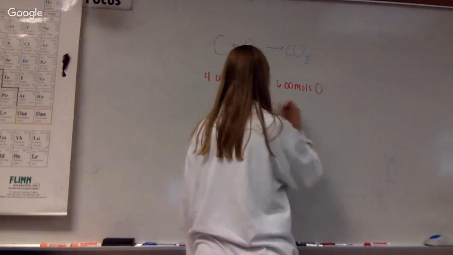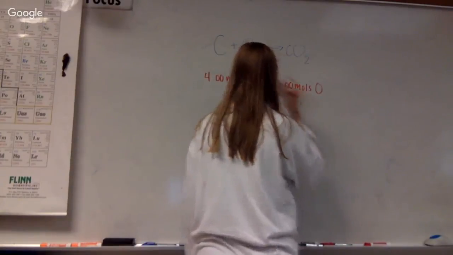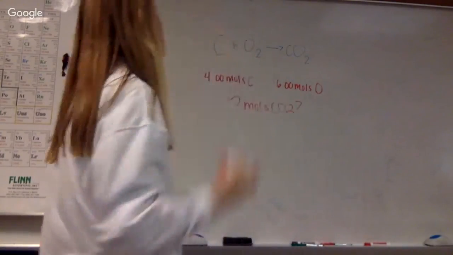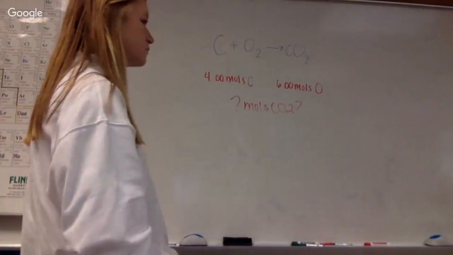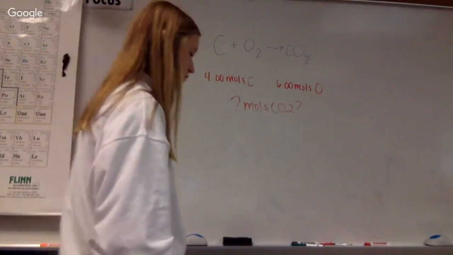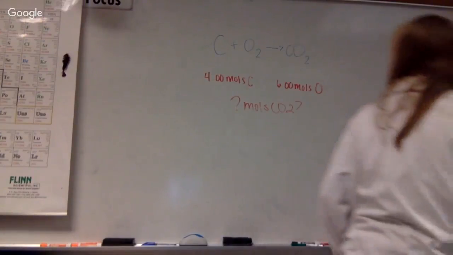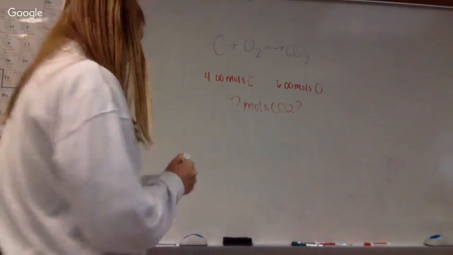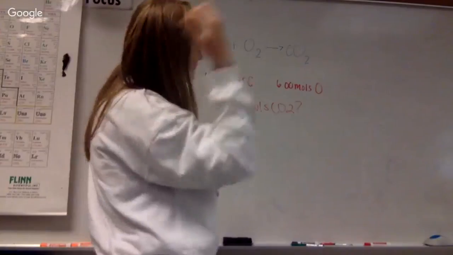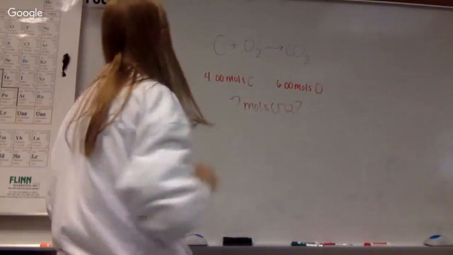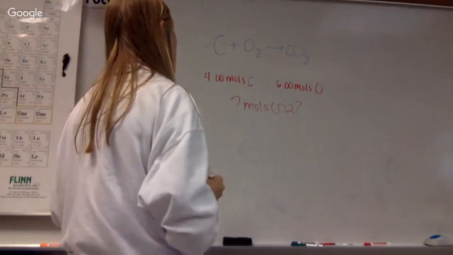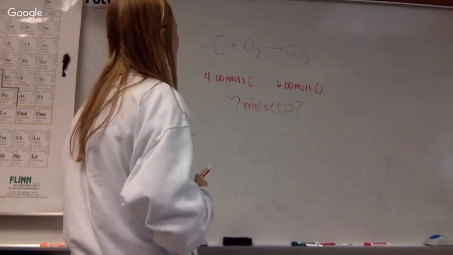Now, I want you to try and do this just in your head, okay? Now, isn't everything a 1-to-1-to-1 ratio? So of those two, which one's going to run out first? Tell me why.